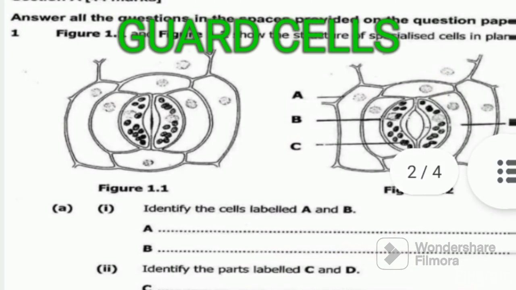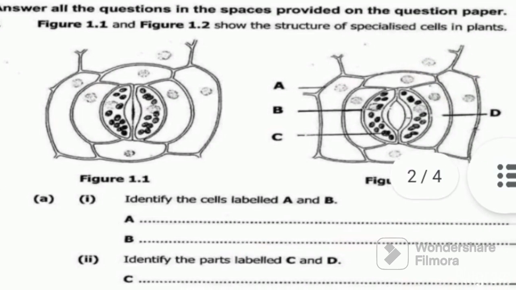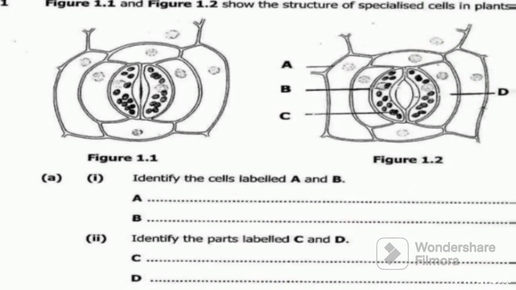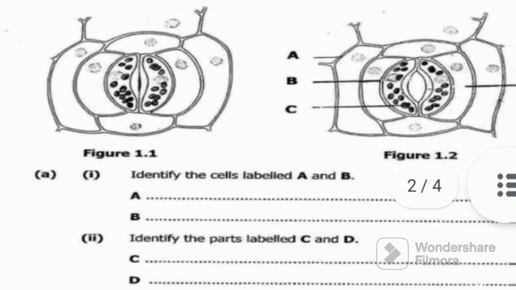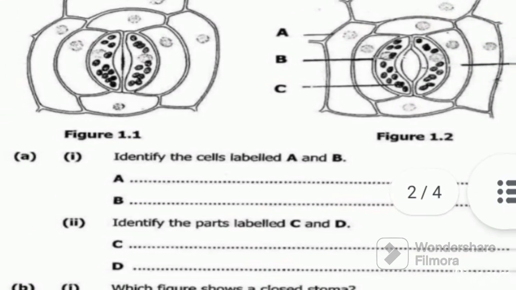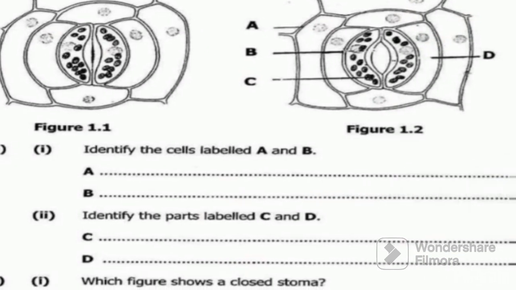The first question was adapted from the 2015 Paper 2 Biology past paper. The first question reads: Figure 1.1 and Figure 1.2 show the structure of specialized cells in plants. So we have these two figures, Figure 1.1 and Figure 1.2.